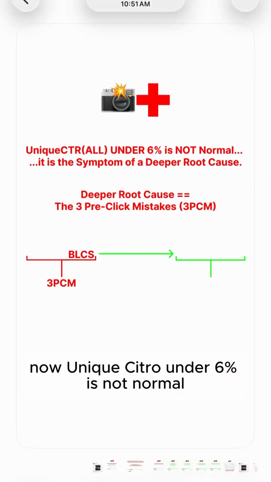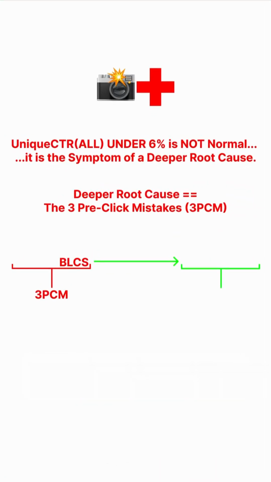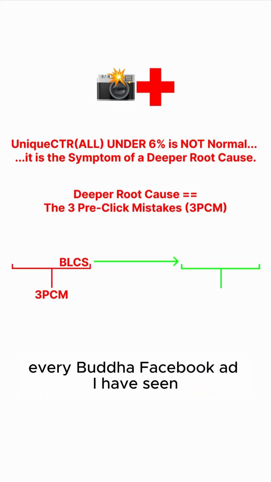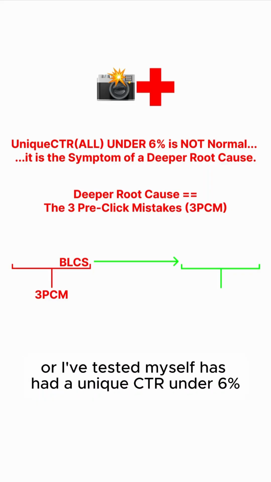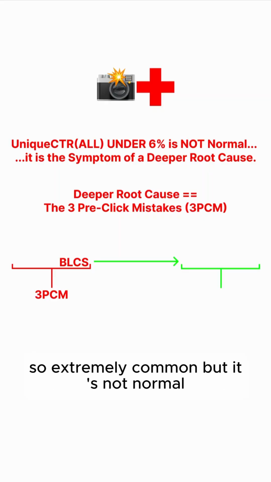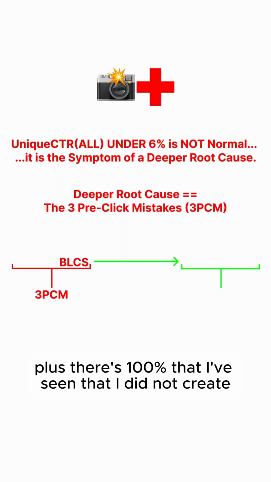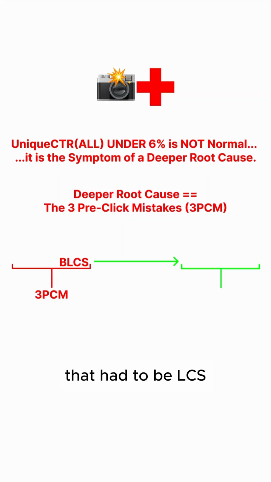Now, a unique CTR under 6% is not normal. Extremely common, I believe. Every Boudoir Facebook ad I have seen that I've been able to see the back end to, or I've tested myself, has had a unique CTR under 6%. So extremely common, but it's not normal. It's actually the symptom of a deeper root cause. Well, this is 100% that I've seen that I did not create that had BLCS.